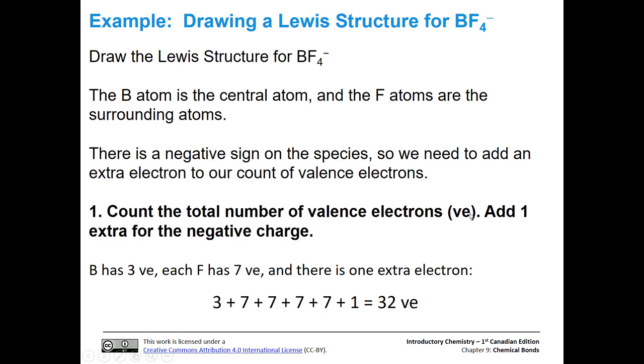So let's go ahead and add up all those valence electrons. So boron has 3 valence electrons, so that's boron right here. We have 4 fluorines, 1, 2, 3, 4, and each one of those contribute 7 valence electrons. And finally, that extra electron, we have to add that on because we have a negative charge on our compound.